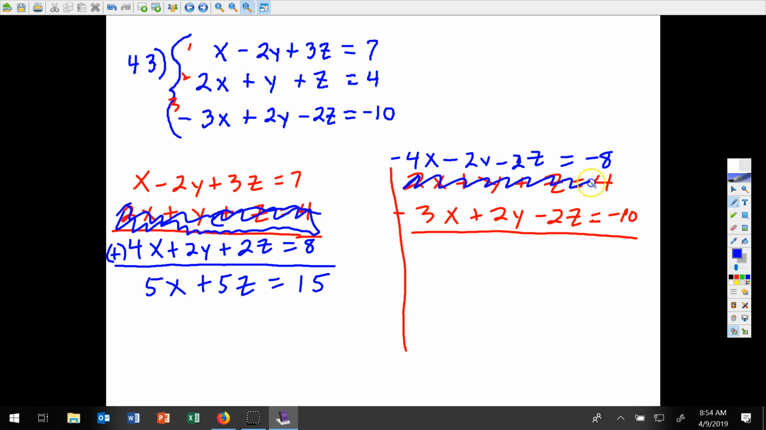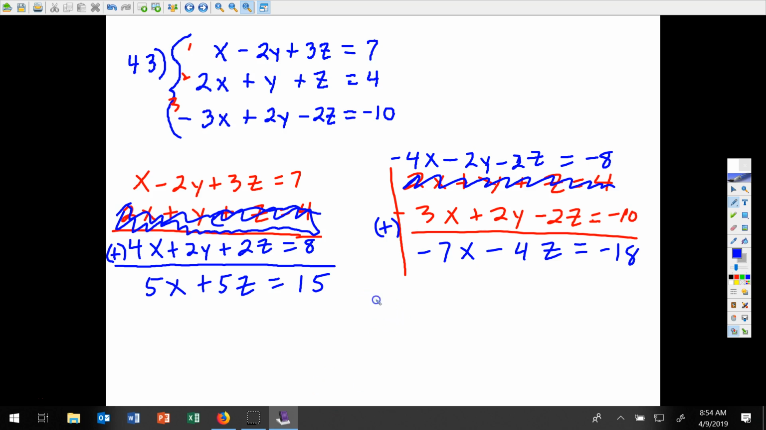So let's mark this one out. And I can eliminate y here with addition. Negative 4 plus negative 3 is negative 7x. The y's cancel. Negative 2 plus negative 2 is negative 4z. And negative 8 plus negative 10 is negative 18. Okay, so at this point, we're in familiar territory. We're going to take these two equations that both have x and z in them, and put them together and do elimination.